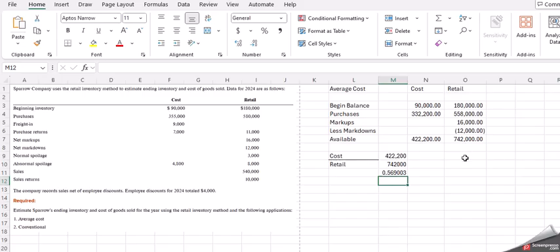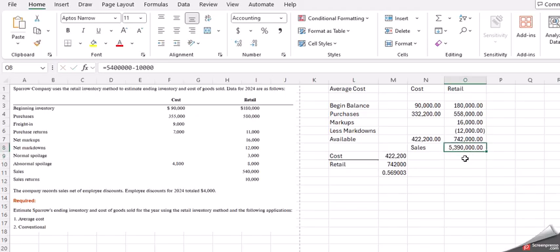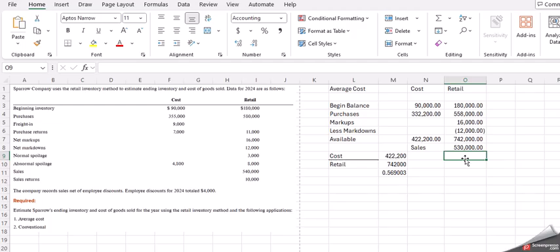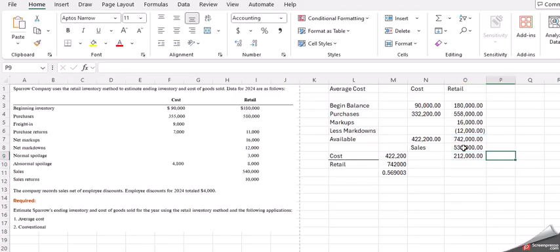We sold, but I'm going to net these as well. So 540,000 minus 10,000 of returns. That's way too much. So 540,000 minus the 10,000 of returns gives us 530,000 in sales. So then if we take what was available less our sales, this is our ending inventory at retail.